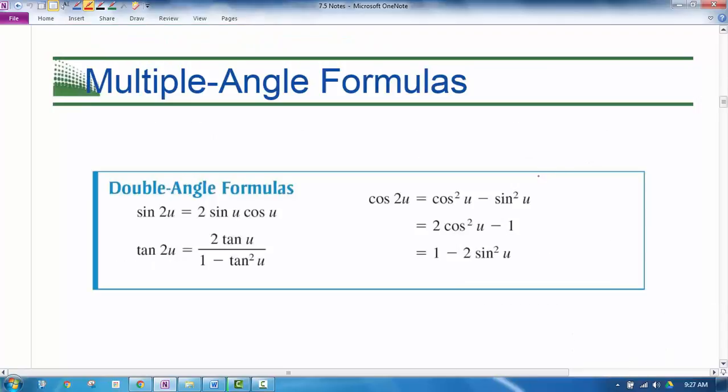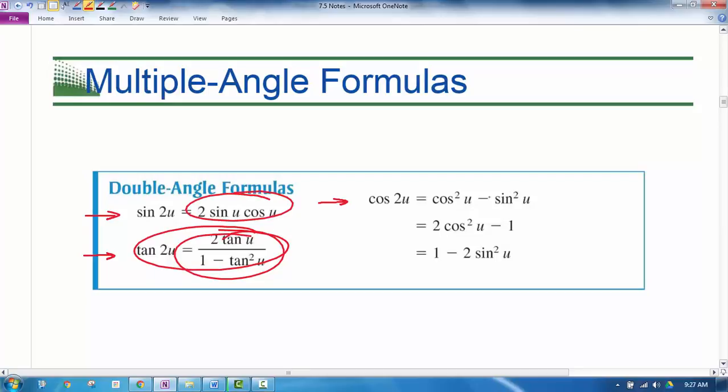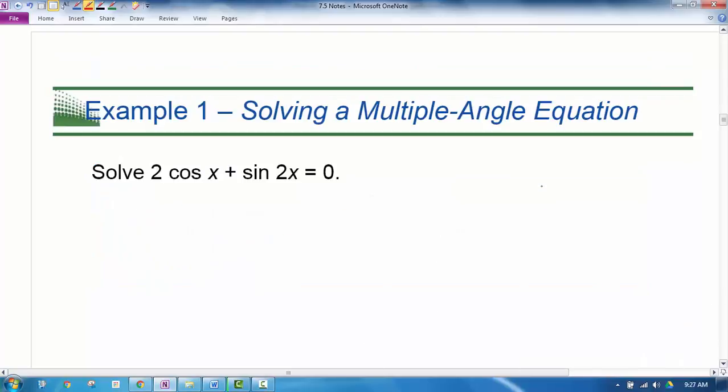So here are the multiple angle formulas that are on your formula sheet. These three. I actually, once again, didn't put this one because tangent is just sine over cosine, so you can easily get this just by dividing these two. So let's look at an example then.